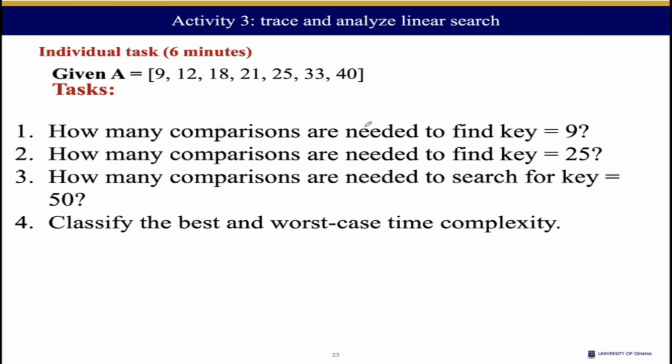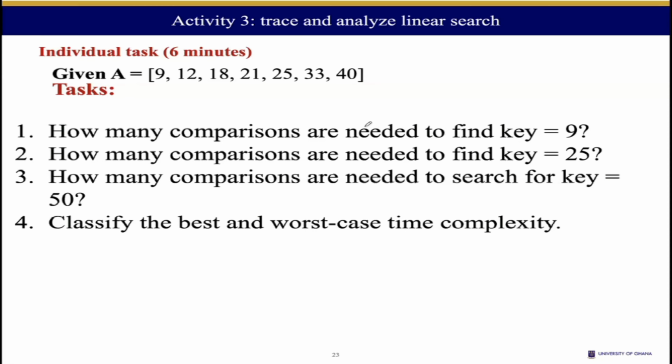Sir, for the number one, it's one comparison, then you get the 9. The 25 is 5 comparisons, it's not 4: 3, 4, 5. And then the 50, you are going to be doing 7 comparisons.